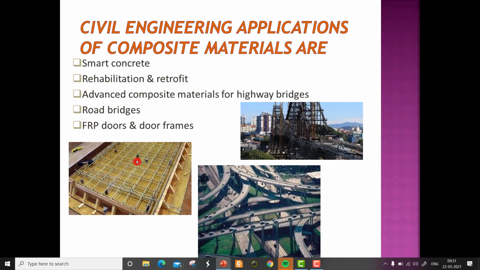The civil engineering applications of composite materials include smart concrete, basically concrete having the cement matrix and the reinforcements, rehabilitation and retrofitting. Rehabilitation means improving the capacity of weak or collapsed structures, and retrofitting is strengthening the failed structures. Then there are advanced composite materials for highway bridges, road bridges, and FRP, fiber reinforced plastic doors and door frames.